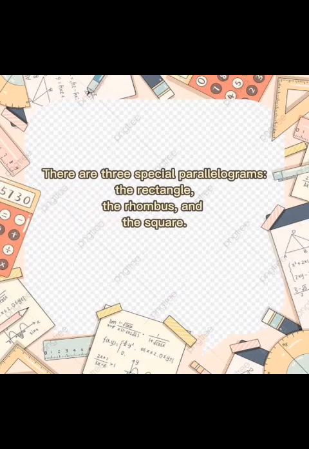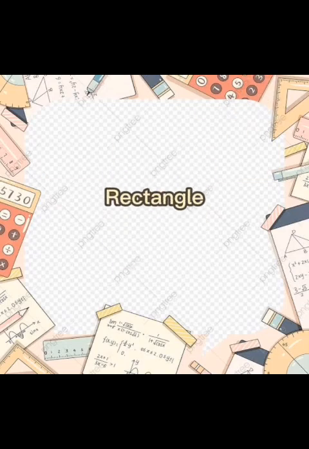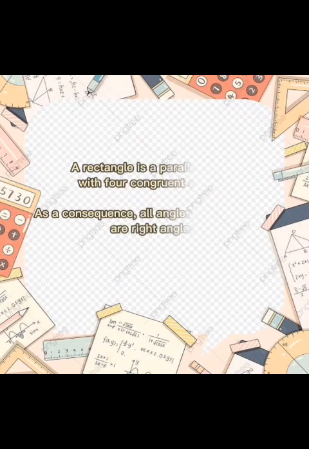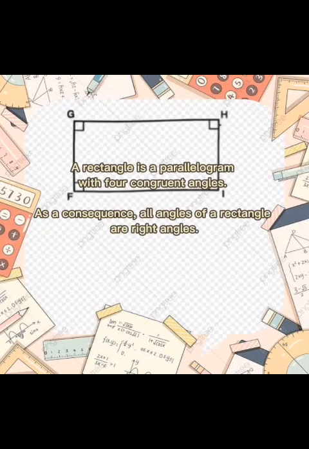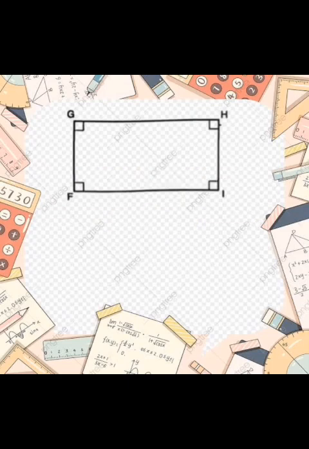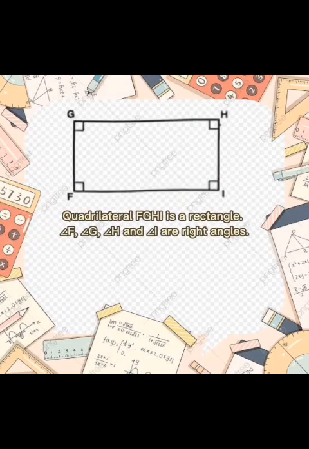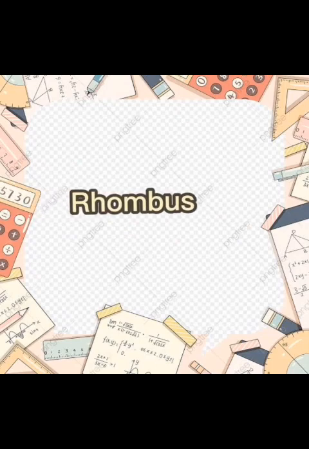There are three special parallelograms: the rectangle, rhombus, and square. Rectangle. A rectangle is a parallelogram with four congruent angles. As a consequence, all angles of a rectangle are right angles. Quadrilateral FGHI is a rectangle. Angle F, angle G, angle H, and angle I are right angles.